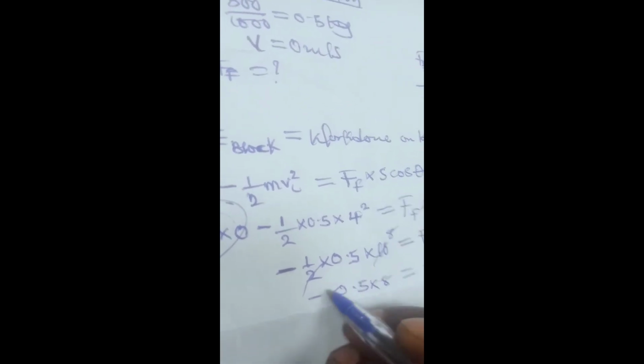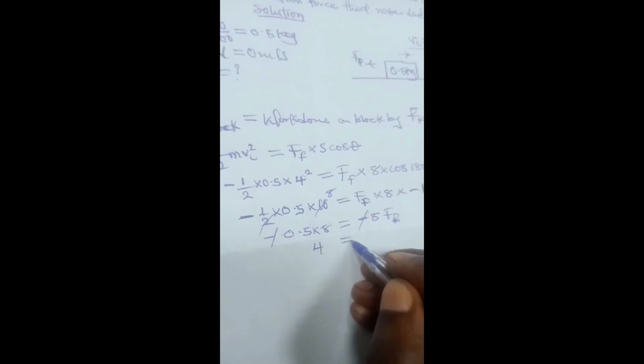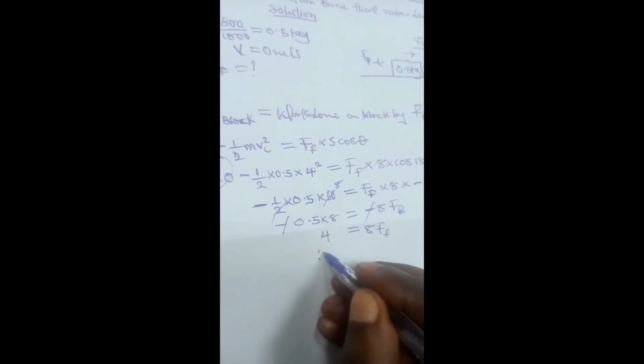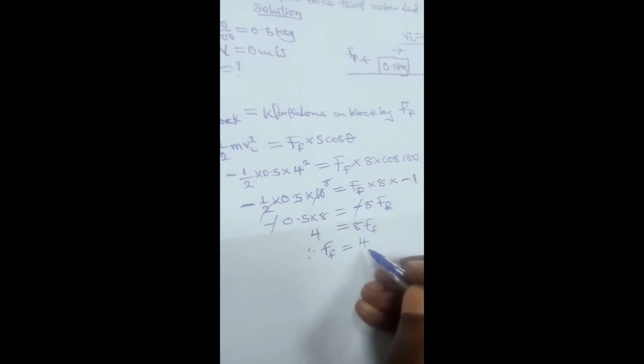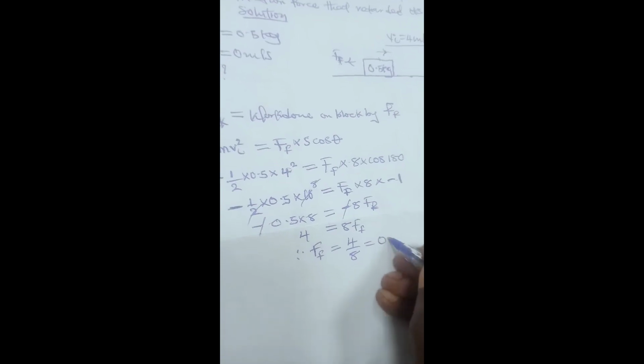Now minus will cancel minus. So let's multiply: 0.5 times 8 is going to give you 4, which is equal to 8F. Therefore, you are going to have F equal to 4 divided by 8, and that's going to give you 0.5 Newton.